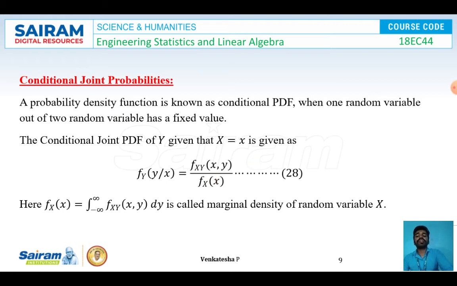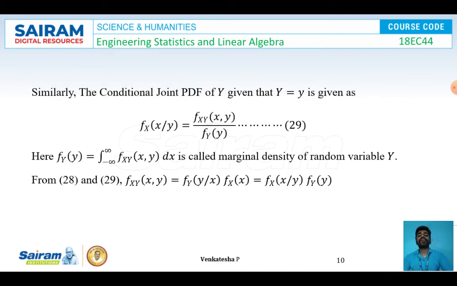So here this f_X(x) is called the marginal density of the random variable X, and it is given by the integration from minus infinity to plus infinity of f_XY(x,y) dy. Similarly, the conditional joint PDF of x, given that y is equal to y, is f_X(x|y) is equal to f_XY(x,y) divided by f_Y(y). Call this equation number 29.